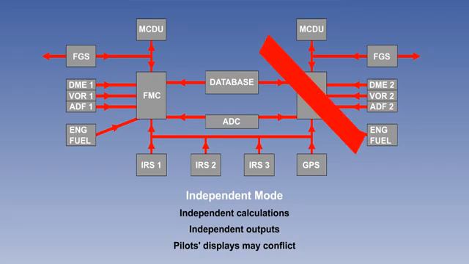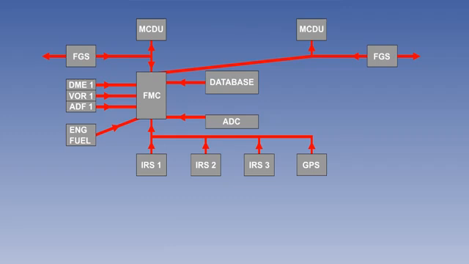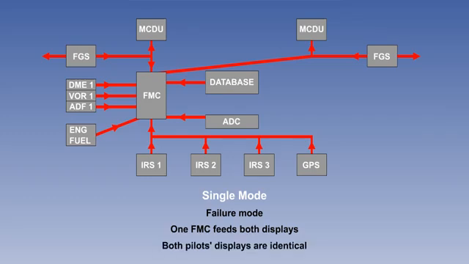Finally, we may get a failure of one computer. In this case, the remaining one takes over both displays. This is called single mode. It is specifically a failure mode in which one FMC feeds both displays. Both pilots' displays will be identical.